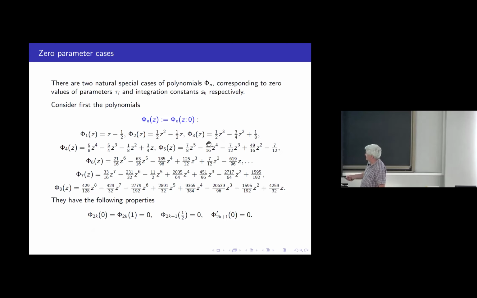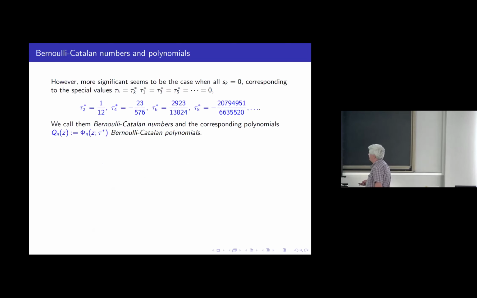Remember that the highest, this is by the way 5, which is Catalan, and this should be 14, but it's a multiple here actually, and so on. Anyway, so the highest coefficient is Catalan, the second one, but the more significant one, and there was a second choice. If you have all integrals S_k to be 0, then tau will be tau star, which we call Bernoulli-Catalan numbers, right?